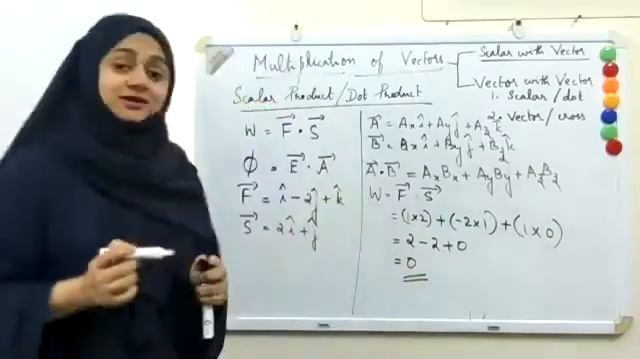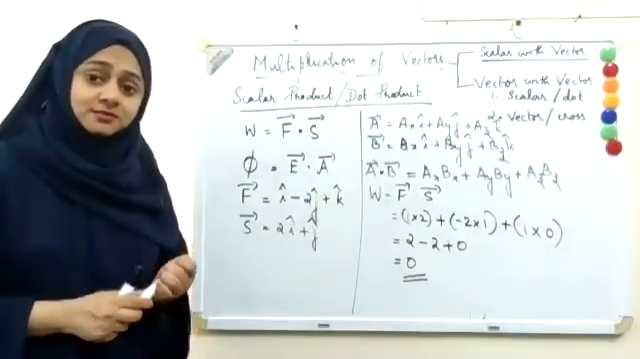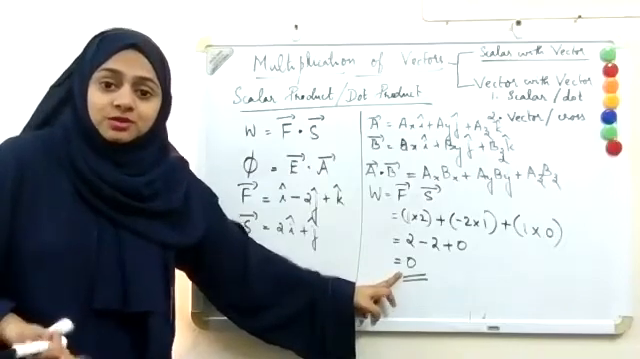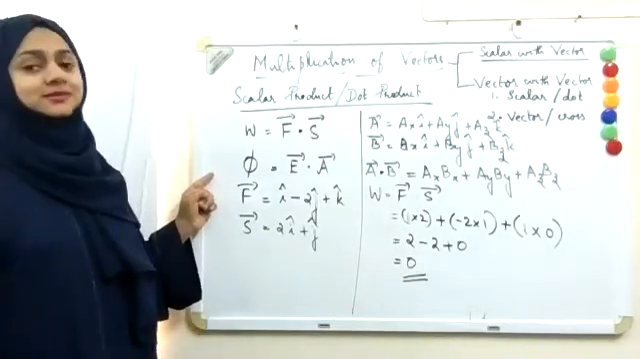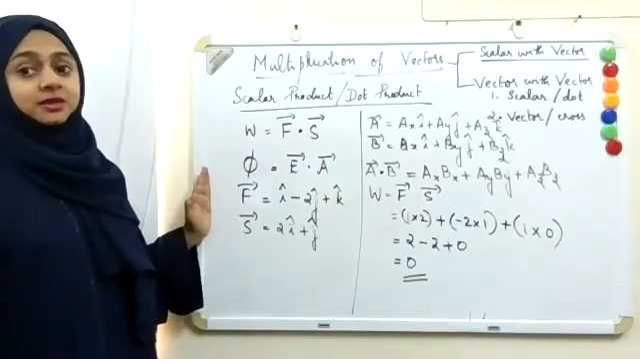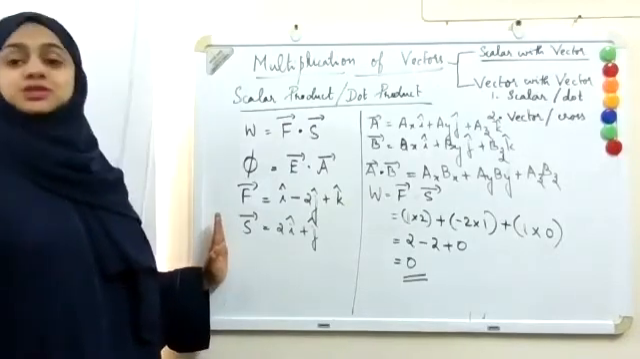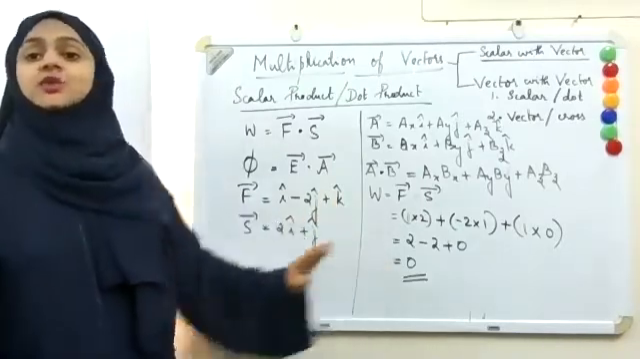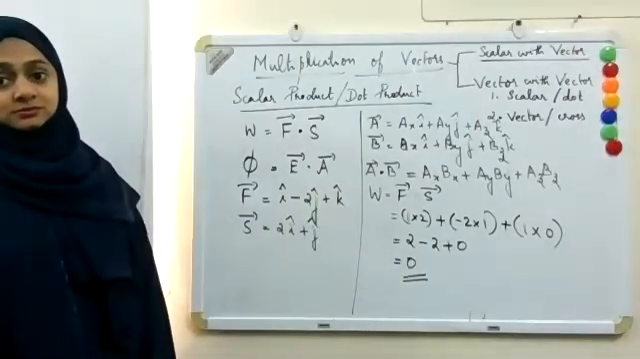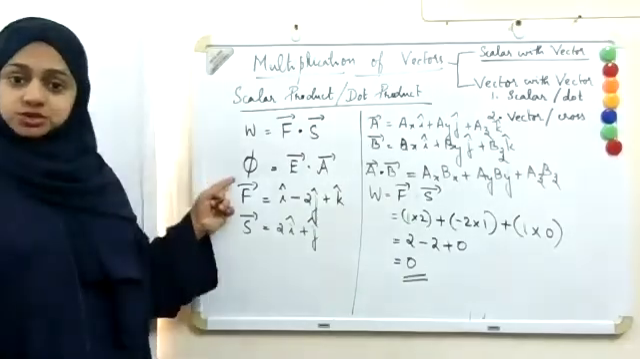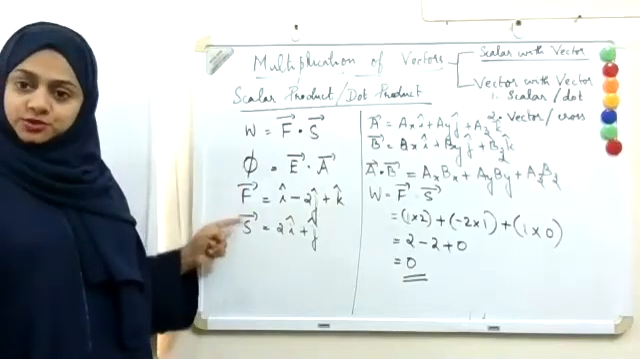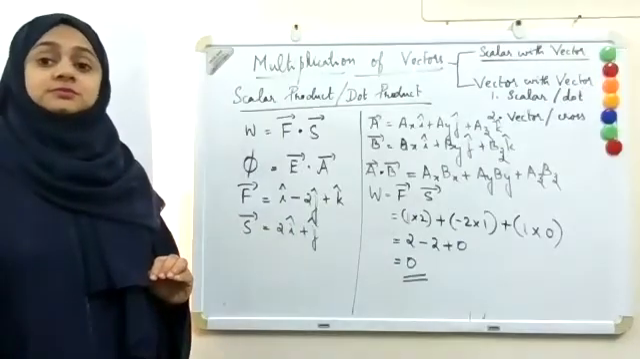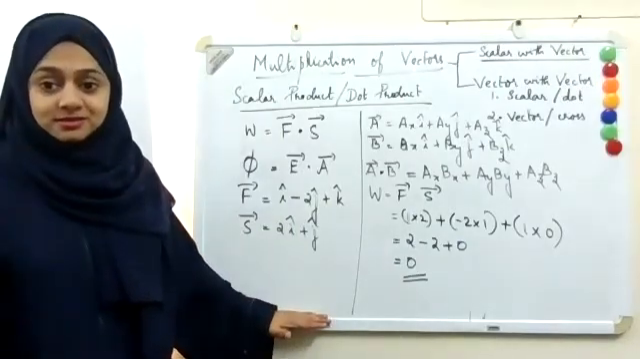So what is the work done? What is the work done? 0. What does that mean? There is force and there is displacement, but the work done by the force is 0. Why will it happen so? There is non-zero force, non-zero displacement, but the work done by that force is 0. What does that mean?